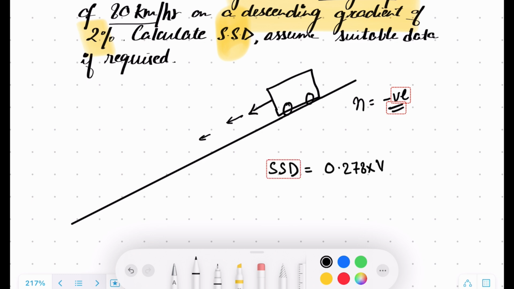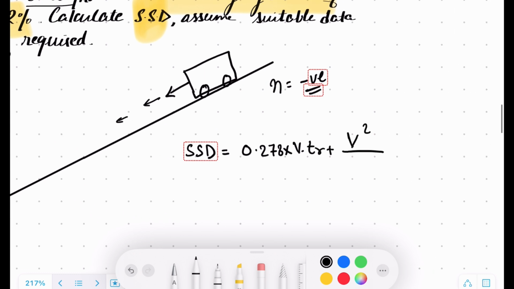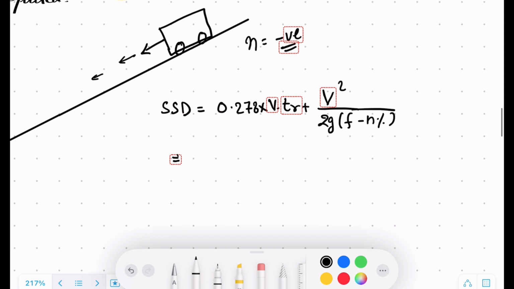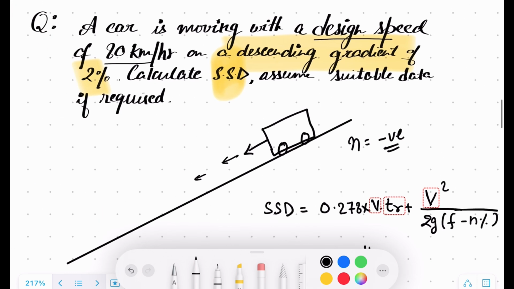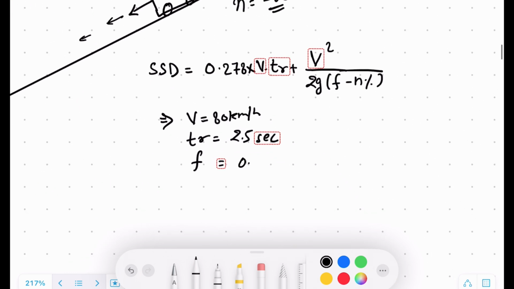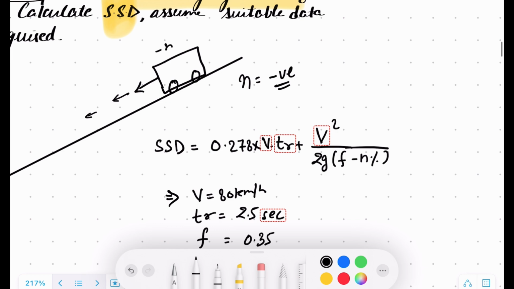So here the stopping sight distance will be 0.278 V into TR plus V square by 2g (f minus n percentage). V, velocity, is 80, the given parameter, 80 kilometer per hour. Reaction time is not given, so we'll assume it as 2.5 seconds. F is also not given, so we will assume again 0.35, and n we have been given, and since it is a descending gradient, it will be taken as minus n.